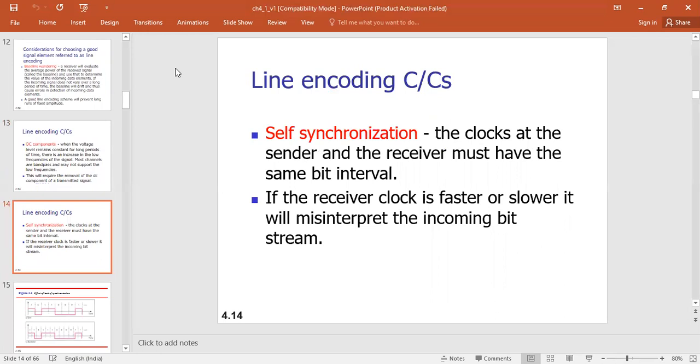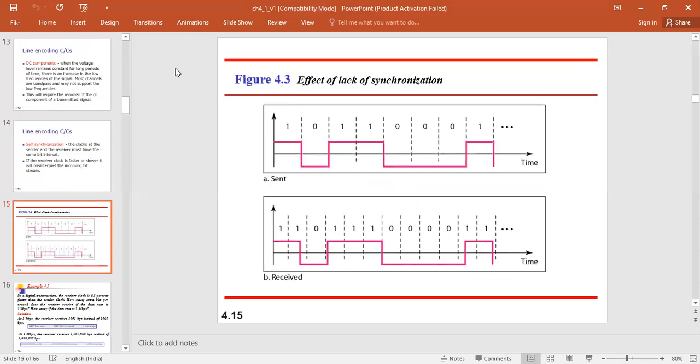Next is self-synchronization. The clocks at the sender and receiver must have the same bit level. If the receiver clock is faster or slower, it will misinterpret the incoming signal stream. Suppose in the first example we sent this original bit, but at the receiver the 1 is decoded as 1-1. So the same signal is decoded 2 times, then again 0. The total combination is different.